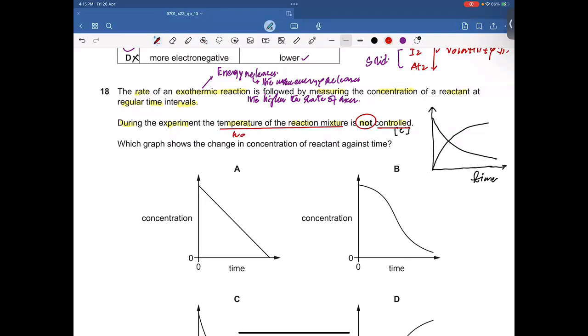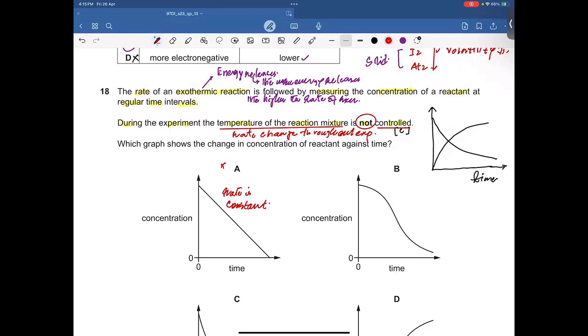So rate changes throughout the experiment. Now option A is incorrect because rate is constant here, which is not possible because it changes over the course of reaction as temperature is not fixed, temperature is not controlled.